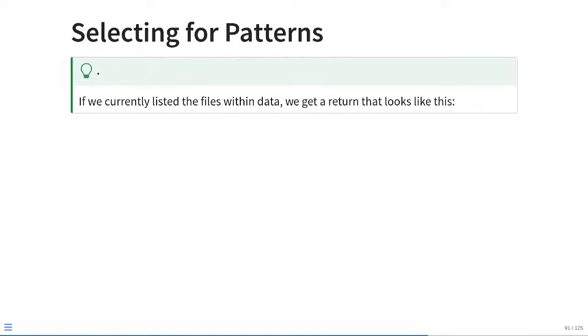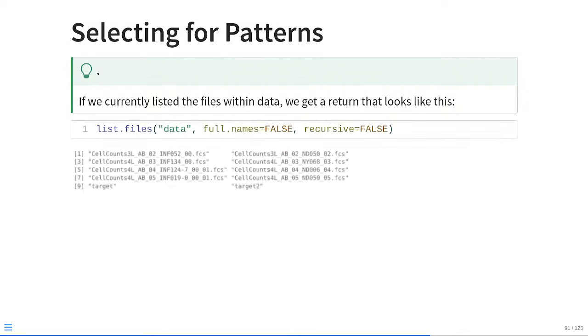All right. Next up, we're going to be talking about how to select for patterns. We're going to go a little bit more as far as looking at a couple extra examples. So far we've only been looking at files that are listed within data, and we get returns back that look something like this. So if we ran it again on data without any pattern argument, we can see within our data folder inside our working directory, we have all those FCS files, but then we also now have 2 additional folders. We have the target folder and the target2 folder that we have just created.